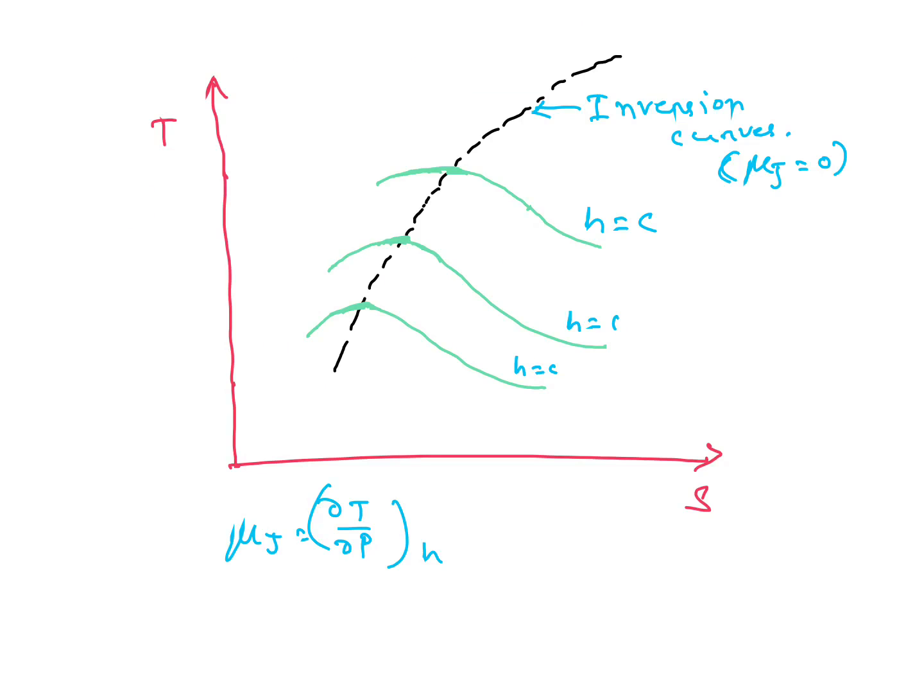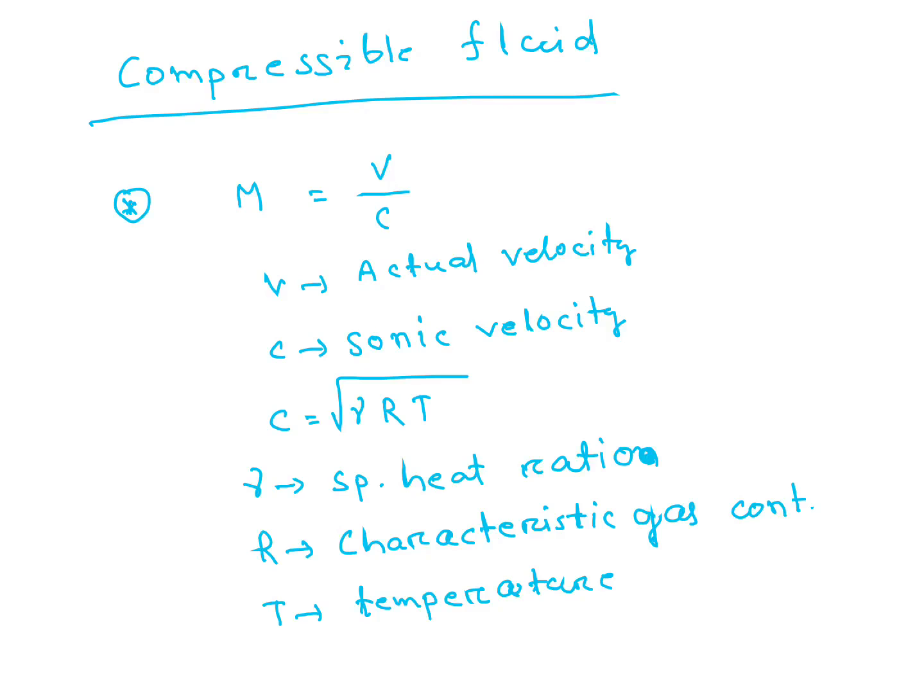Next chapter is compressible fluids. Here M is our Mach number, M equals V by c. V is actual velocity and c is sonic velocity. Sonic velocity formula is c equals root of gamma R T. Gamma is specific heat ratio, R is characteristic gas constant, and T is temperature.